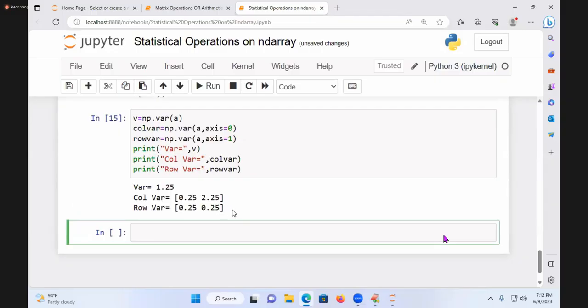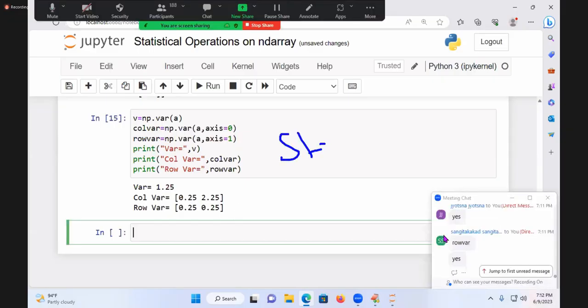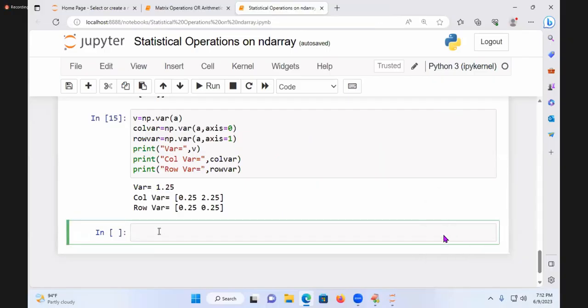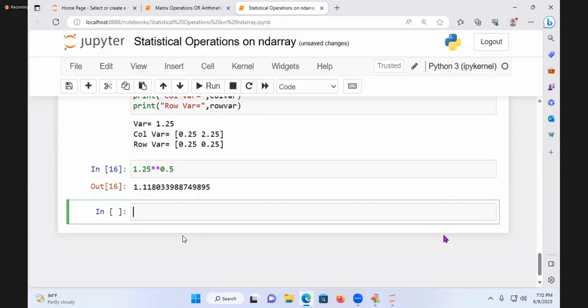This is called variance. What is the standard deviation, sir? Very, very simple. Square root of variance. What is the square root of 1.25? Let me test it once. 1.25 to the power 0.5. See the answer. What is coming? 1.118. Okay.